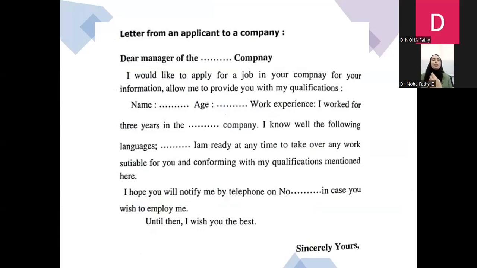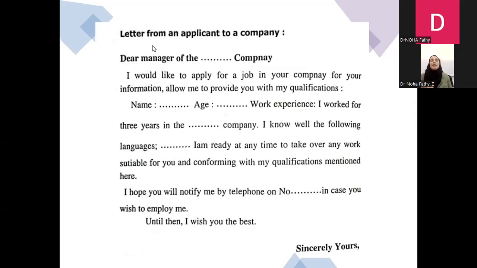For your information, allow me to provide you with my qualifications. And this is my name, my age, and I have work experience. You can write whatever you have as work experience. Maybe not a job, you were trained on something, you have excellence in something, you are qualified with your skills in other things, whatever. I know well the following languages, and you write down the languages you are experienced in.